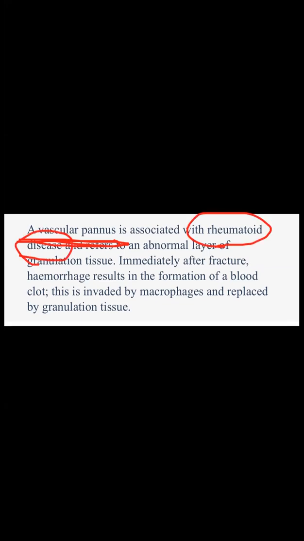How is pannus formed? Pannus is formed due to release of the cytokines due to chronic irritation. Release of the cytokines causes more and more deposition of the granulation tissue and formation of blood clots, which can be invaded by macrophages and replaced by the granulation tissue. This can occur immediately after fracture due to presence of the hemorrhage or blood clot. Okay, I will show you more pictures to clarify that.